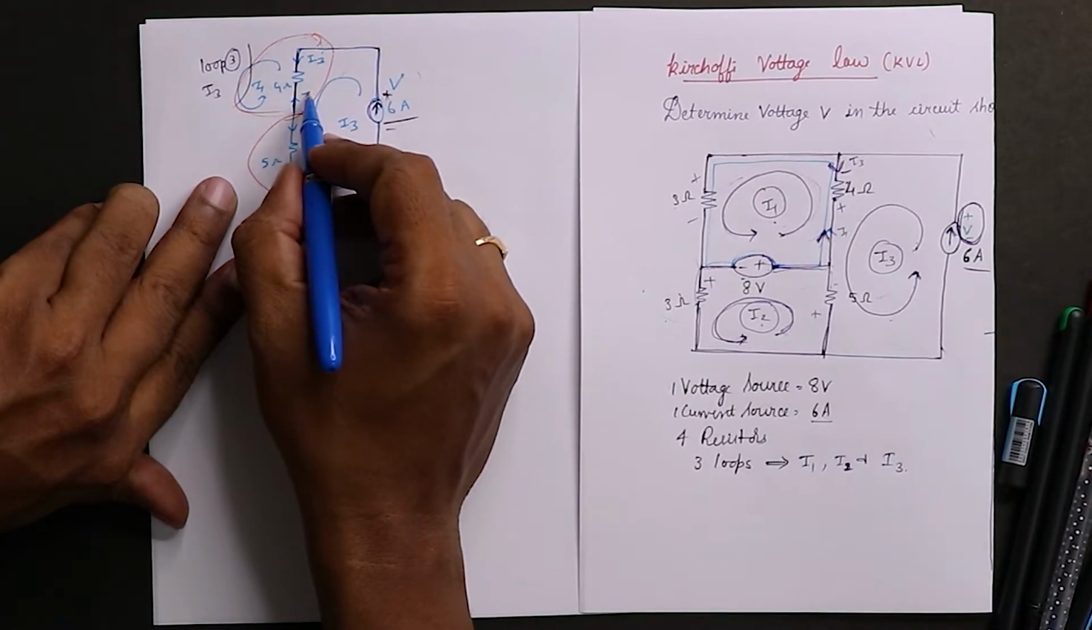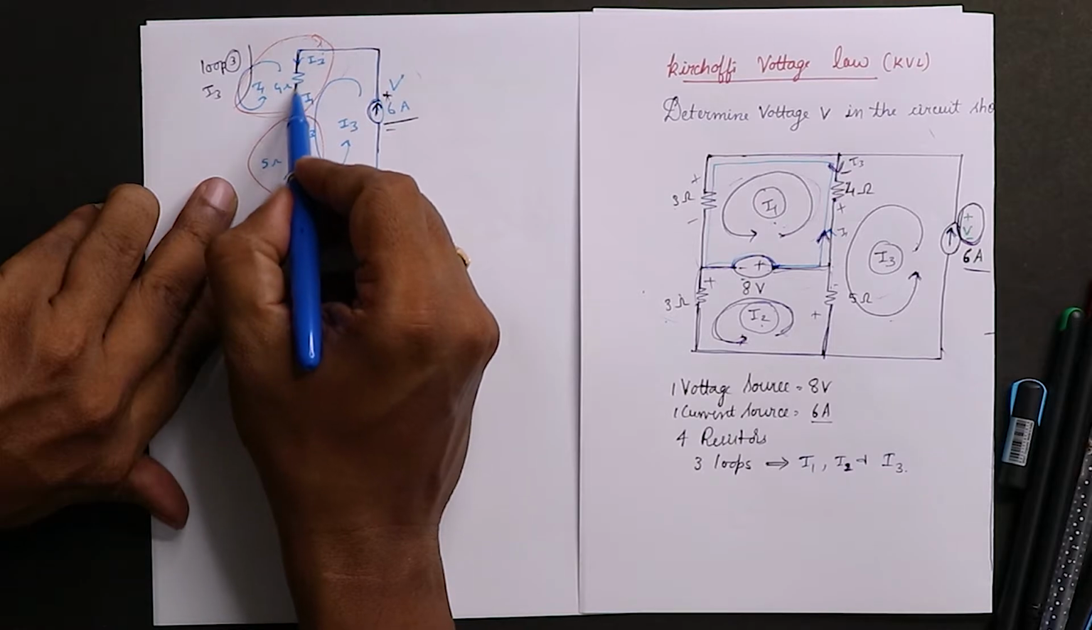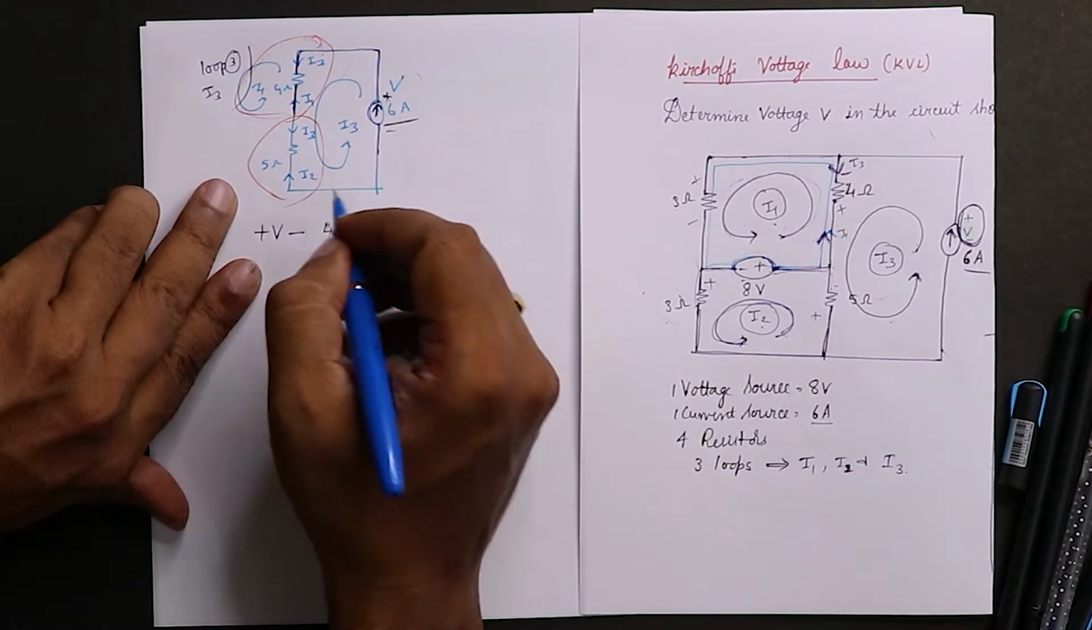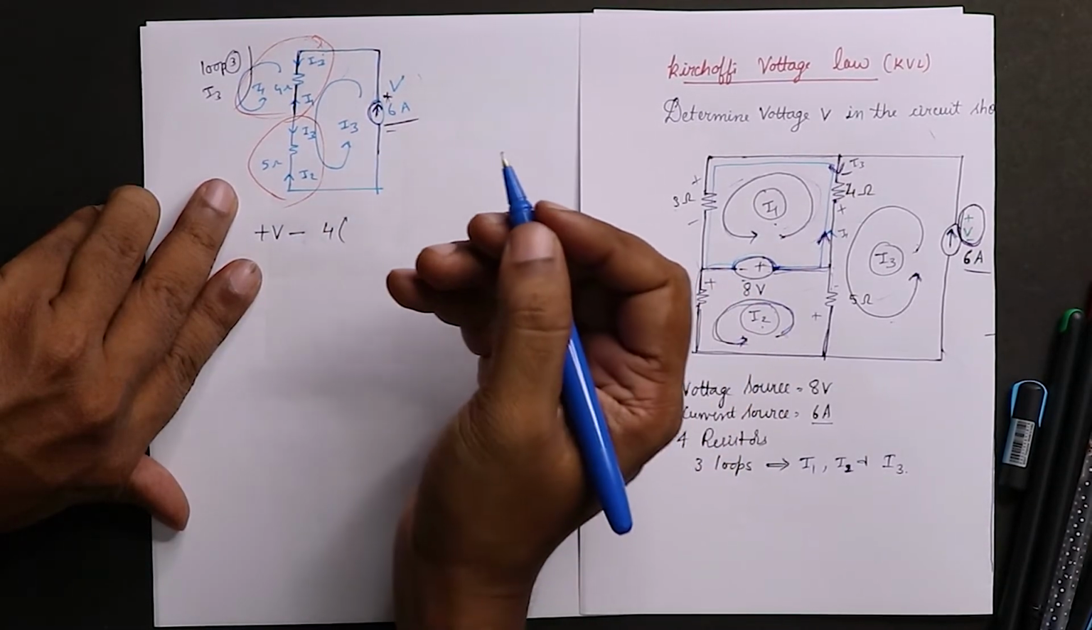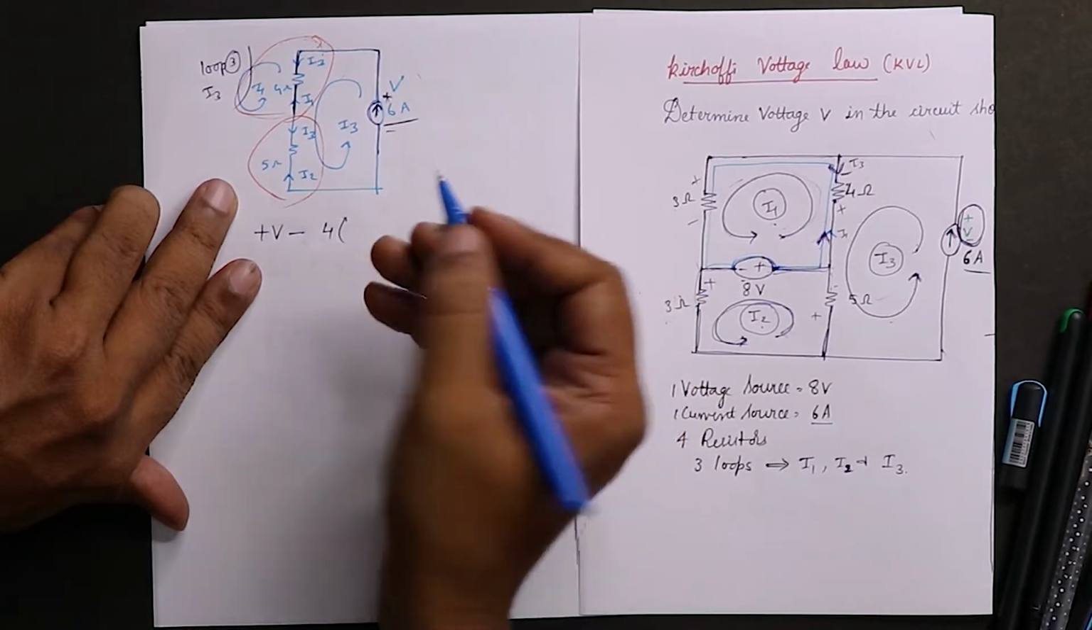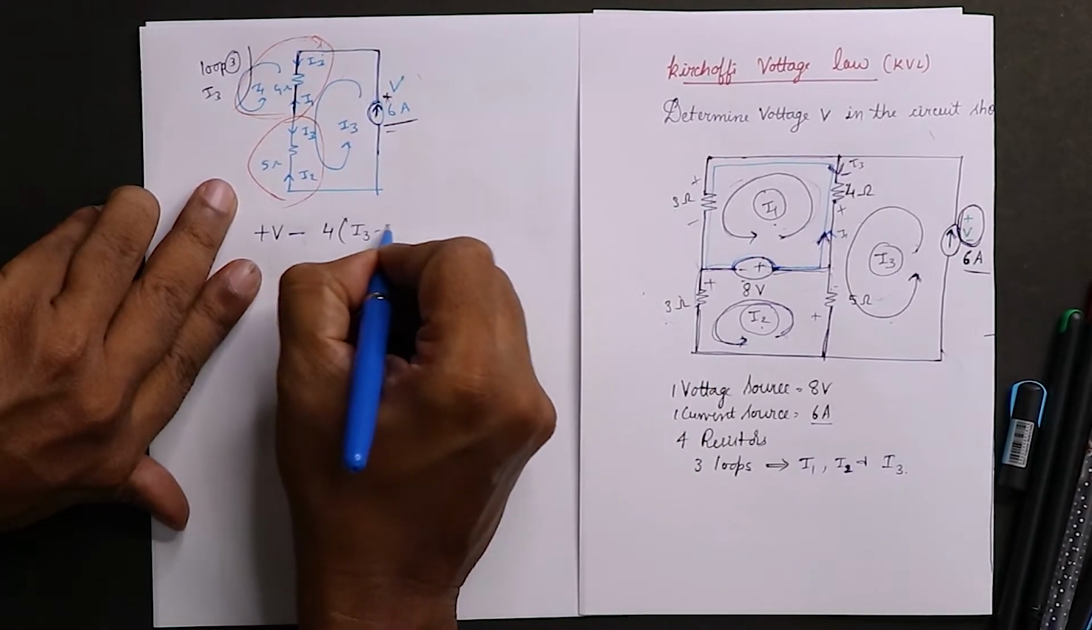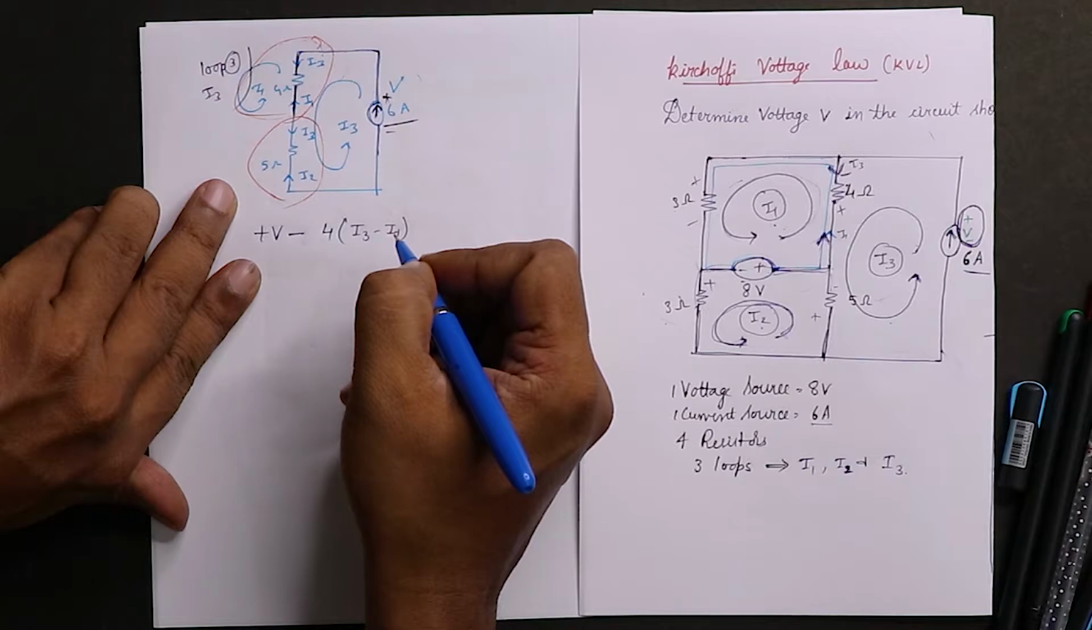And what is I? There are two currents which are flowing here. I1 is coming from the bottom, I2 is coming from the top. So it is a difference. As we are writing loop 3, I'll take I3 into consideration, so I'll prioritize I3 minus I1.